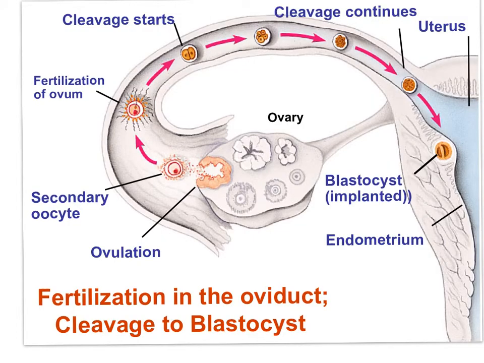One more diagram to strengthen your understanding. Following fertilization, we can see mitosis occurring, known as cleavage. 1 cell to 2, 2 to 4, 4 to 8, 8 to 16, and so forth to form the blastocyst. The blastocyst implants on the uterine wall.